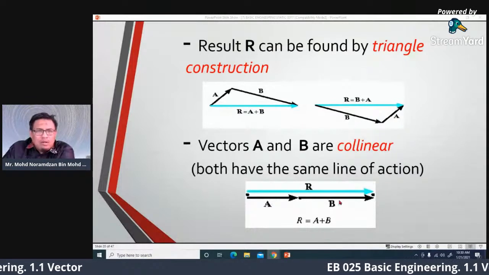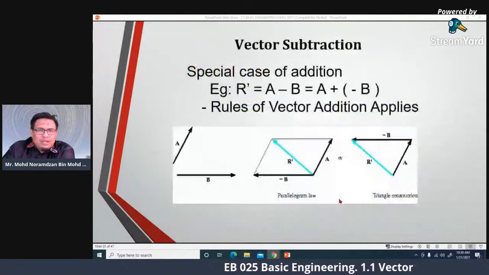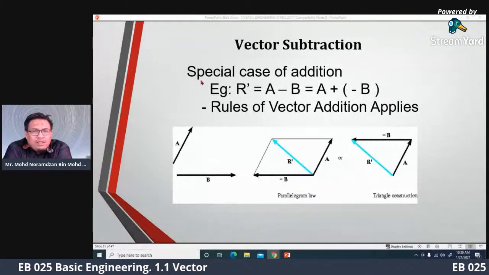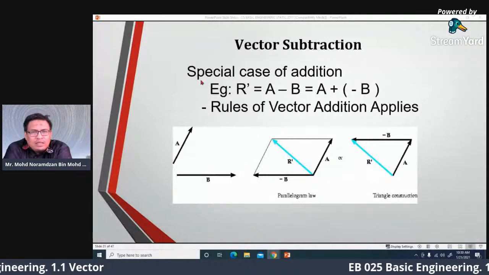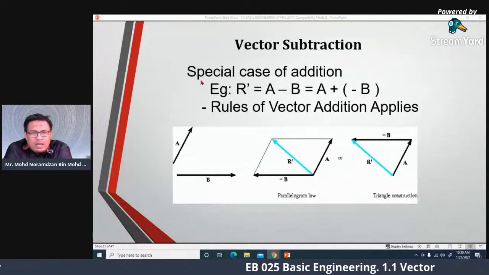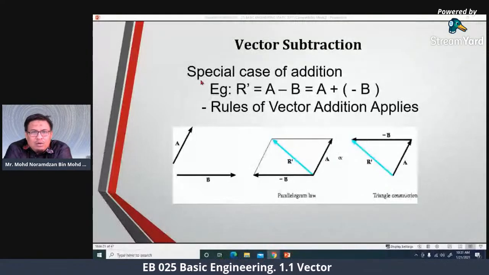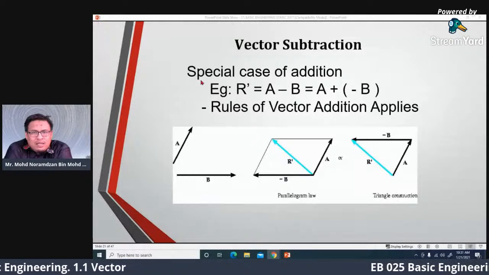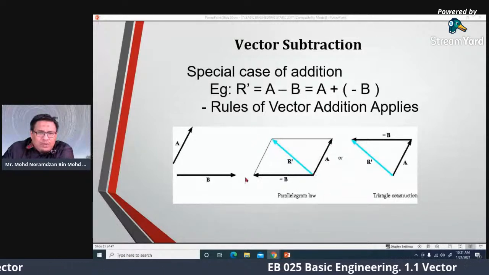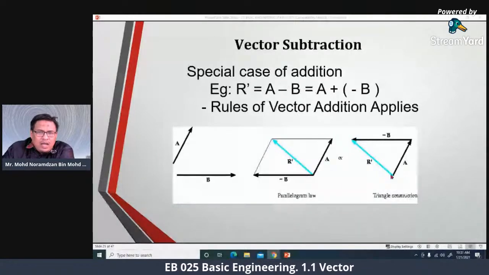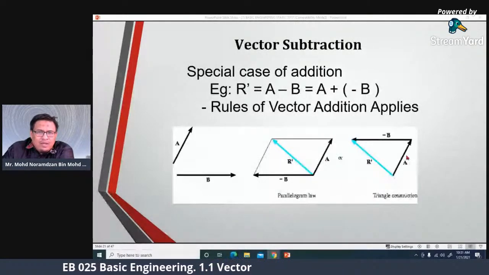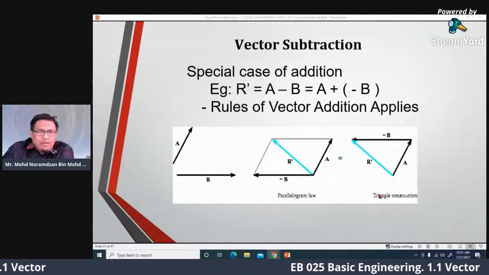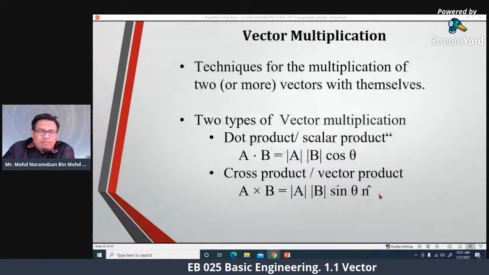Vector subtraction is a special case of addition. R equal to A minus B, equal to A plus minus B. The rule of addition applies. So what does it mean? This is A, this is minus B, this is R. Parallelogram, triangle construction. This is the most important.